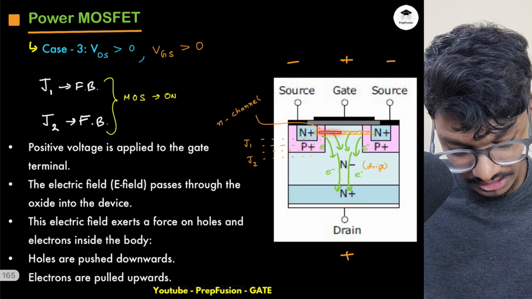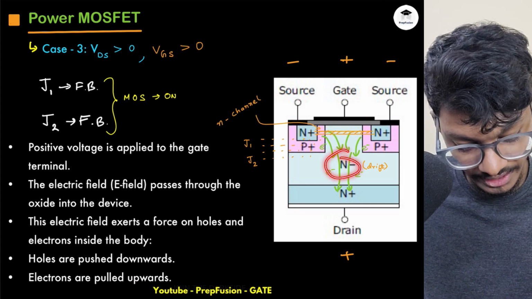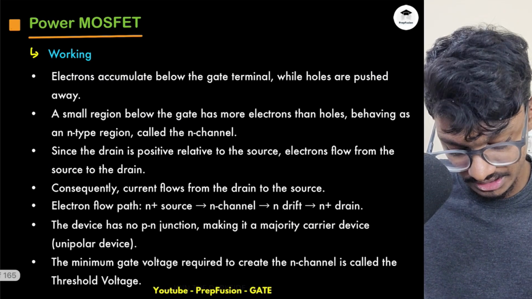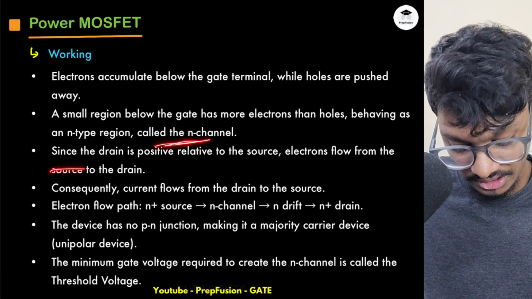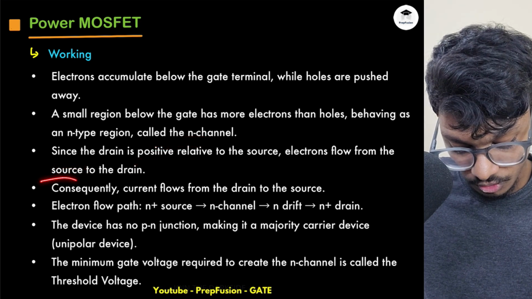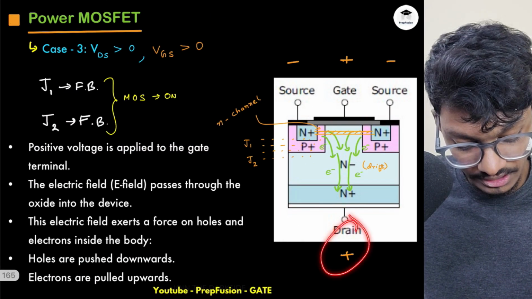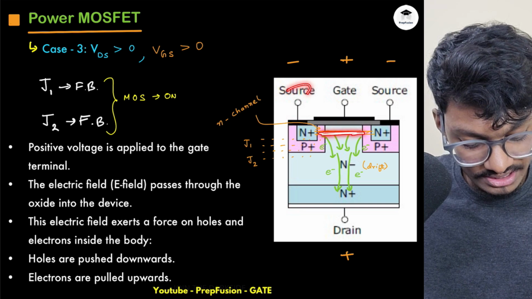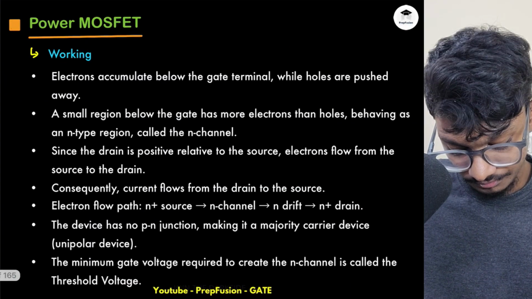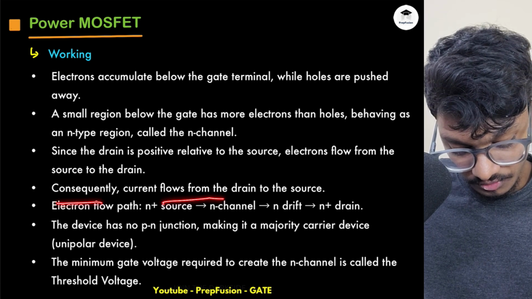So this region, like this is n minus here, but here it becomes n plus, with huge doping. It becomes an n-type region called the n channel. Since the drain is positive relative to the source, electrons flow from source to drain. Due to this n channel, all the electrons are getting attracted to this drain as well. Consequently, current flows from drain to source.